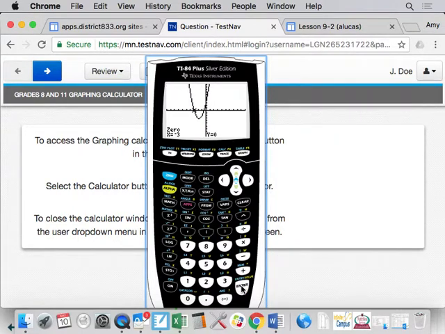Negative 3 for this one. I'll remember that. Calc, zeros. Left boundary, enter. Right boundary, enter. Guess. Negative 0.5. So negative 3 and negative 0.5.